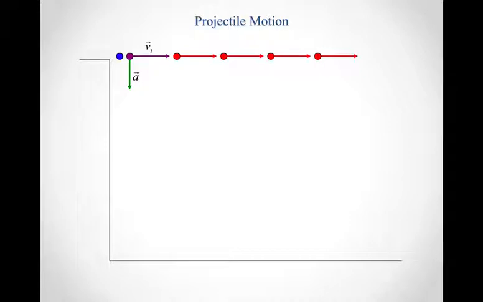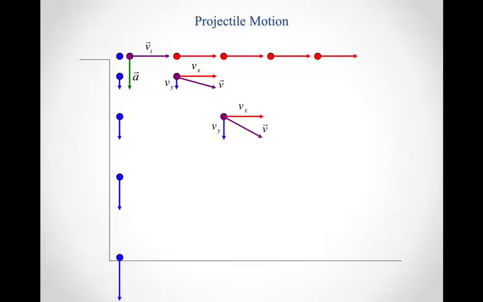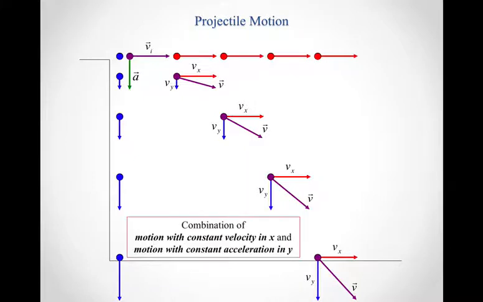The y component acts exactly like it did when I dropped the object. So again, it's going to increase as the object falls. And so what you see is at each subsequent point, the x component remains the same, the y component increases. Basically, that dictates what path the ball travels along. So what we have is a combination of motion with constant velocity in the horizontal and with constant acceleration in the vertical.